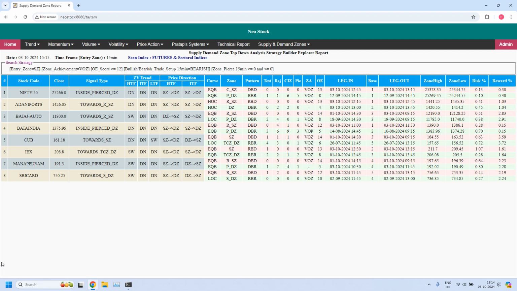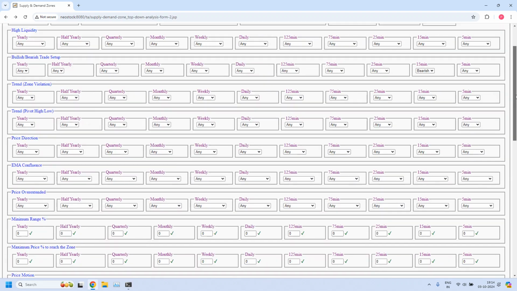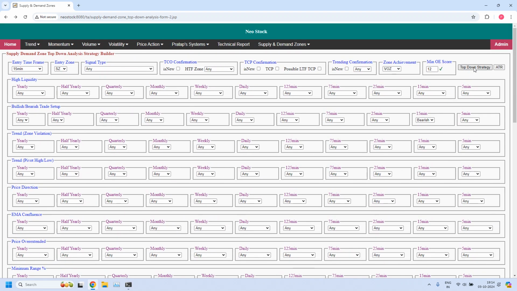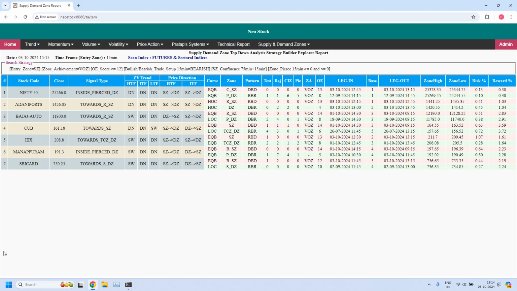Okay, now let's verify out of these 8 how many have ITF confluence. That means the 15-minute supply zone should be part of the 75-minute supply zone. So in the supply zone confluence, I am enabling the filter 15-minute supply zone with 75-minute supply zone. Let's verify. Out of 8, 7 stocks have ITF confluence. All the 15-minute zones are part of the 75-minute supply zone. And the 75-minute trend is a downtrend.